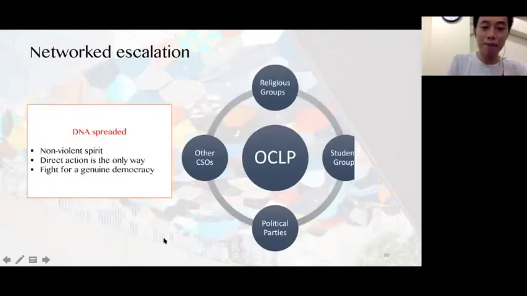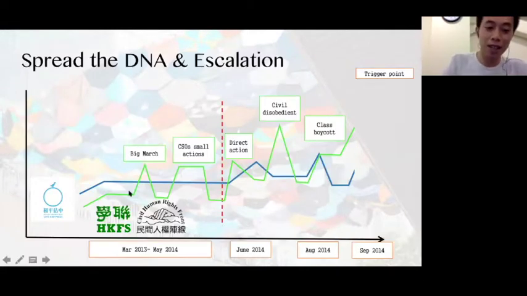So looking back to the timeline, the Federation of Students or the Civil Human Rights Fund are actually a radical flank compared to the Occupying Central Movement. And the reason we are doing so many small actions or escalations is because we understand the Occupying Central Movement's capacity could not handle so much challenge from the general public.